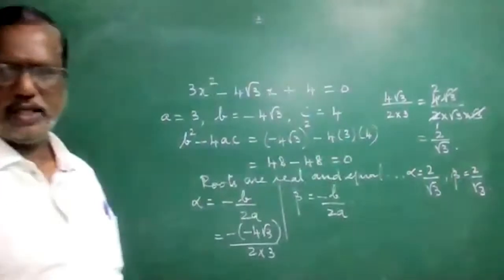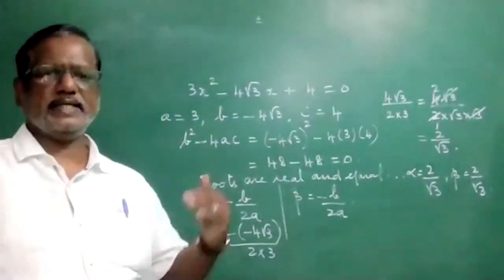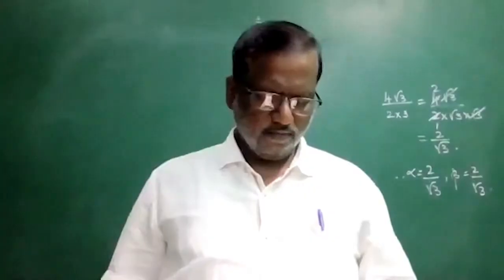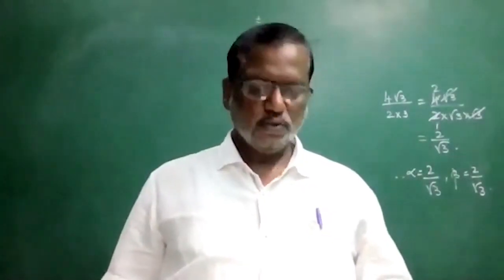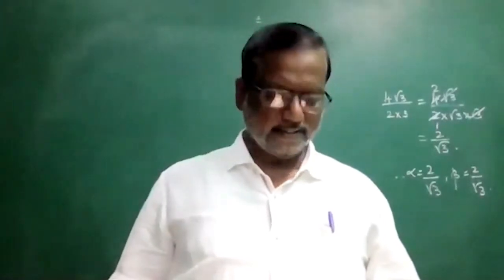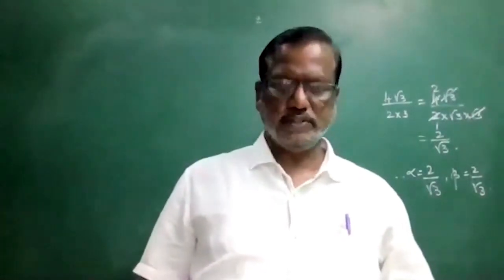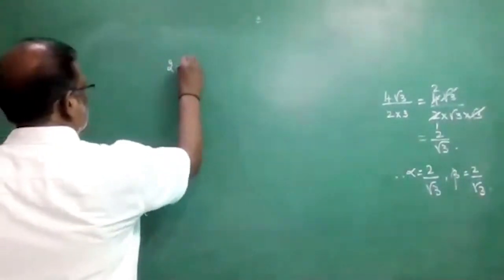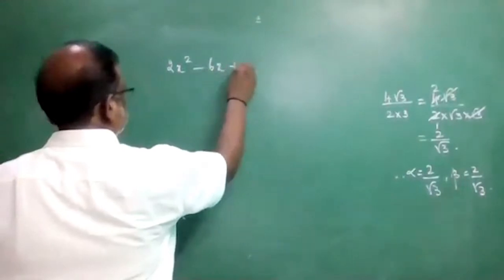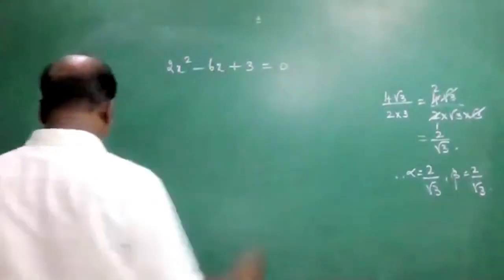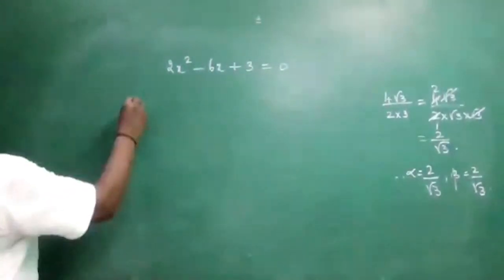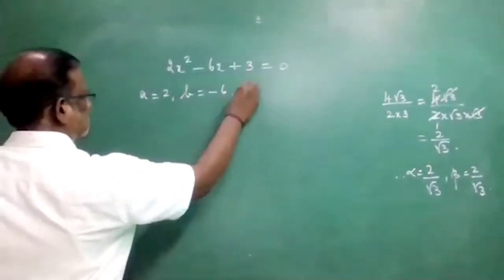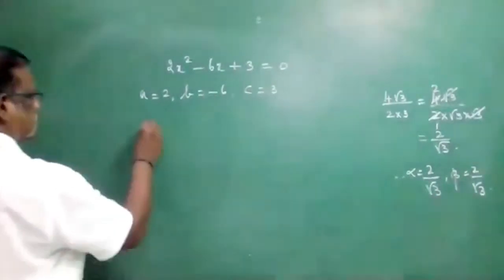The roots are equal, and hence alpha and beta have the same value. Find the nature of the roots. 2x square minus 6x plus 3 is equal to 0. A is equal to 2, B is equal to minus 6, C is equal to 3.